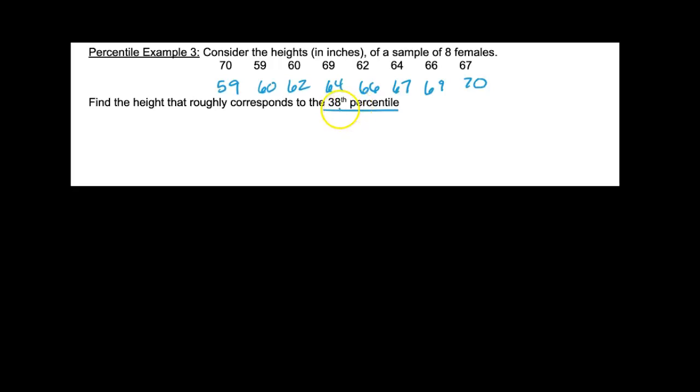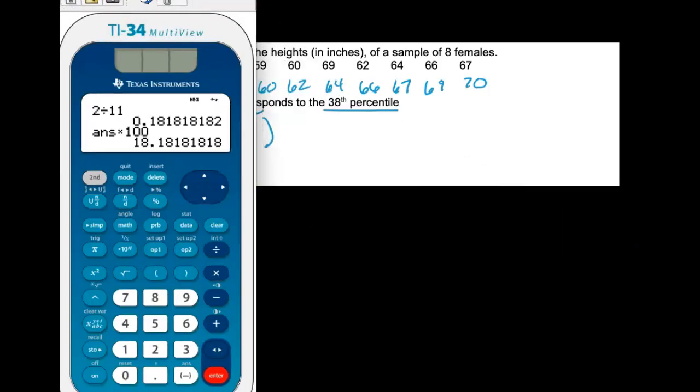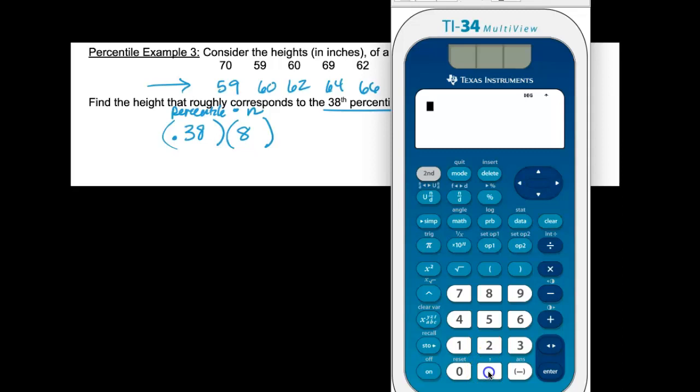Well, the first thing we're going to do is put the list of values in order, which I did here, and then we're going to find 38% of the total number of data values. So we're going to take 38%, which is 0.38, and multiply that by the total number of values, which is 8. So we take the percentile as a decimal times n, which is the total number of data values. And so when we do that, let me go ahead and bring up my calculator. 0.38 times 8, we get approximately 3.